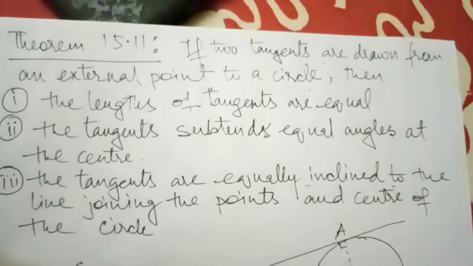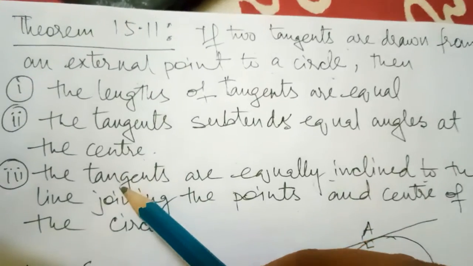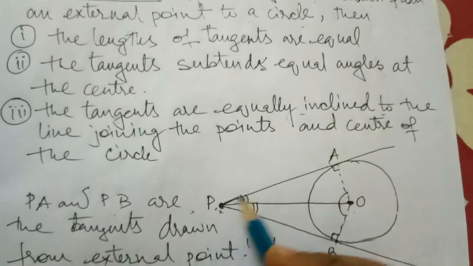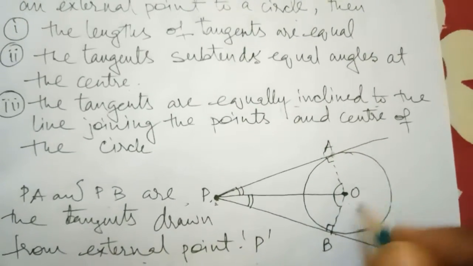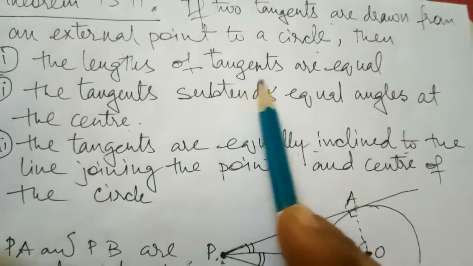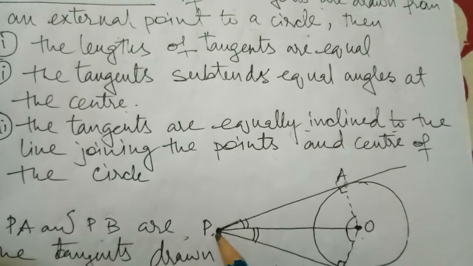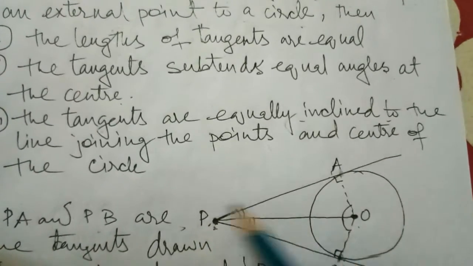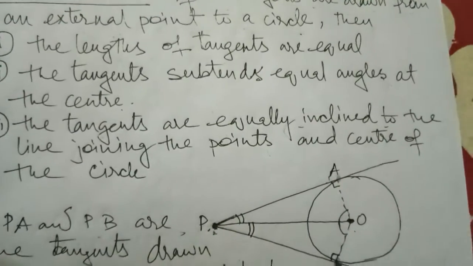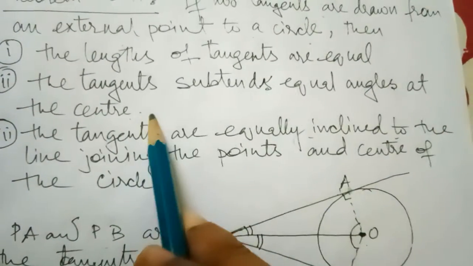Next, 15.11. If two tangents are drawn from an external point to a circle, there are three theorems written together. P is the external point, and PA and PB are the tangents. The lengths of tangents drawn from an external point are equal. That means PA equals PB. If this is 10 centimeters, this will also be 10 centimeters.